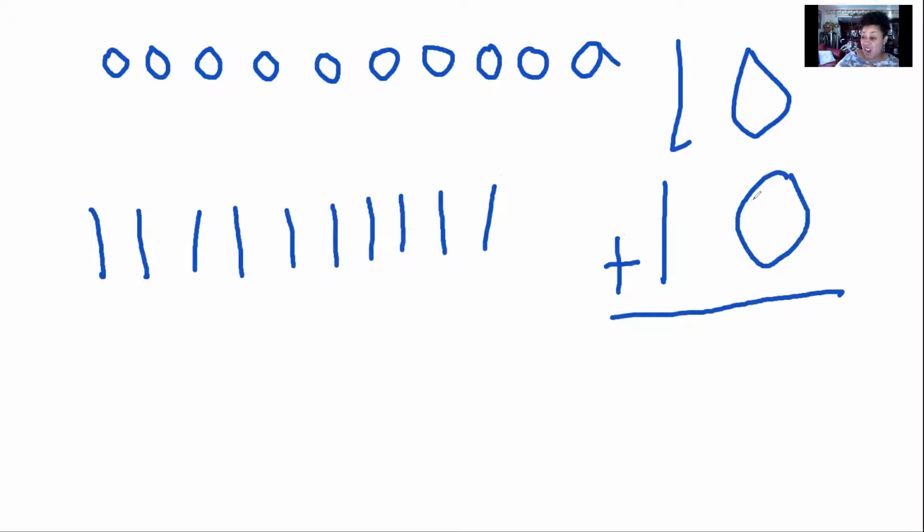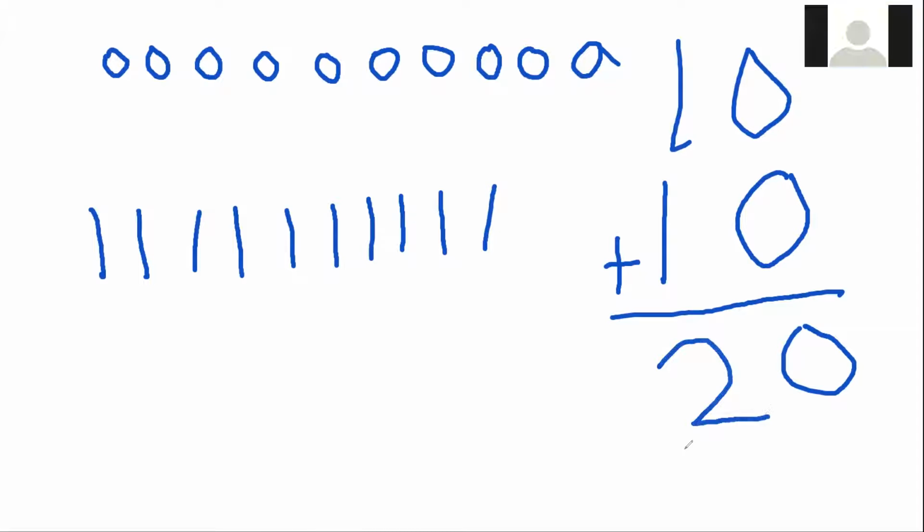Zero plus zero, nothing plus nothing equals nothing. One plus one, what does one plus one equal? Two. So that is 20. Let's see if 10 plus 10 is 20.